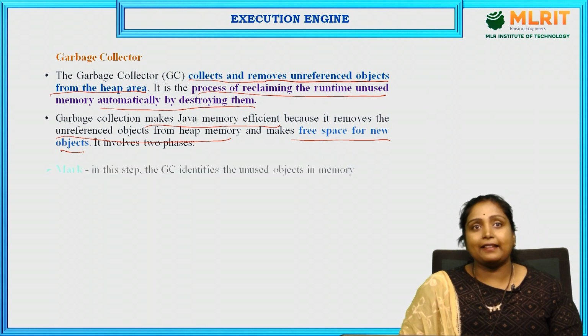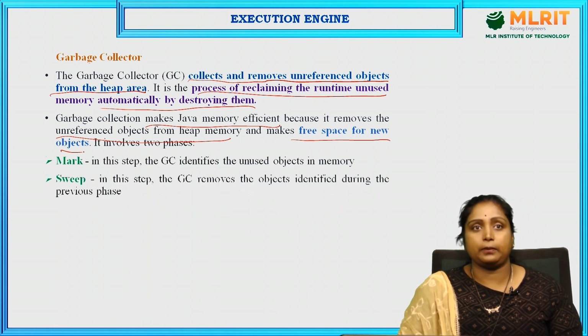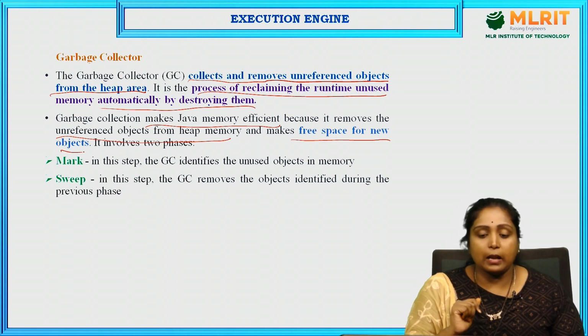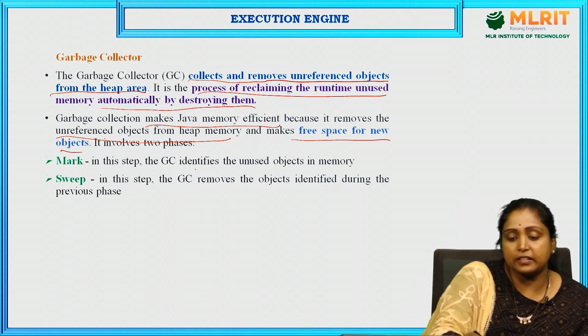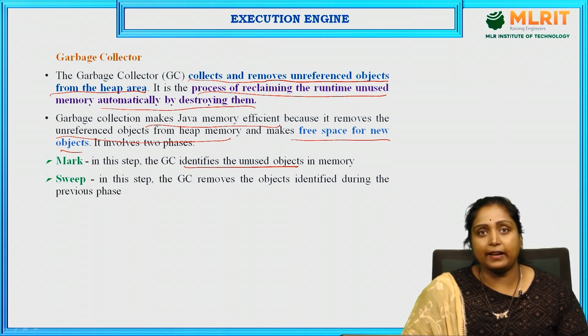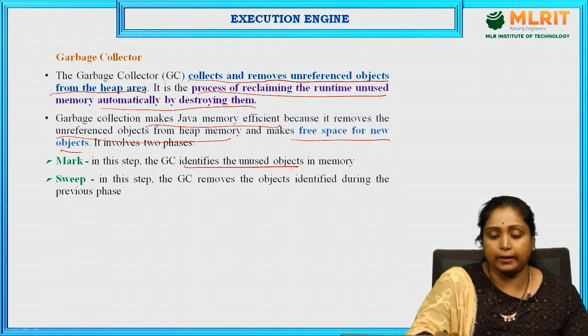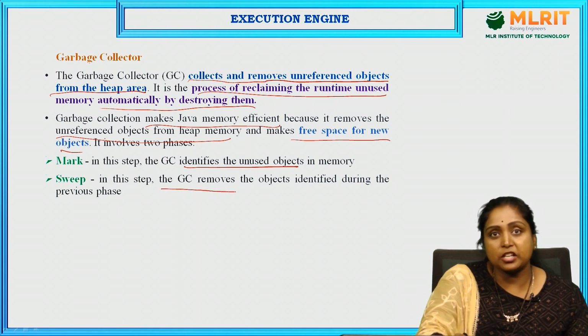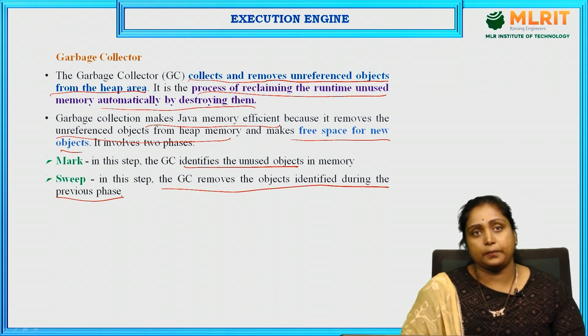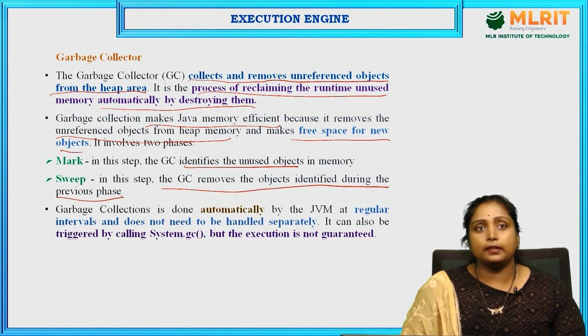Again, it has two phases: one is mark and one is sweep. In the mark step, the garbage collector first identifies the unused objects in the memory. In sweep, the garbage collector will remove the objects identified during the mark phase. So this is the execution engine.